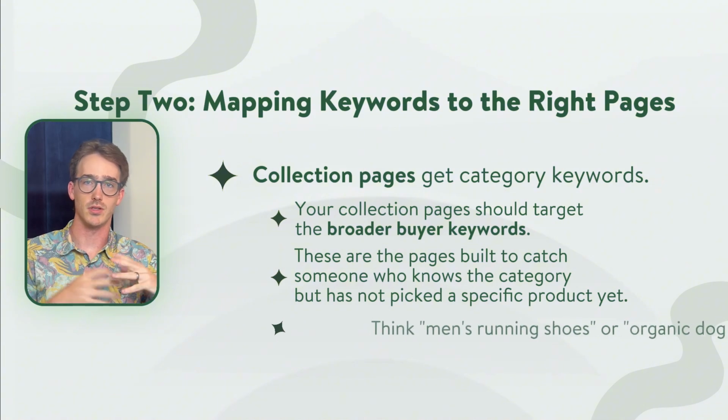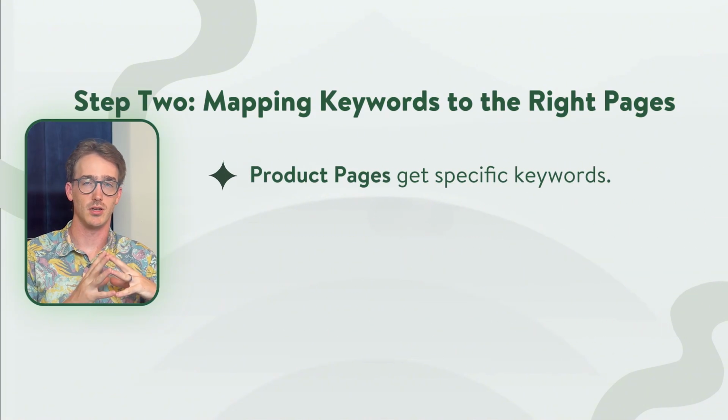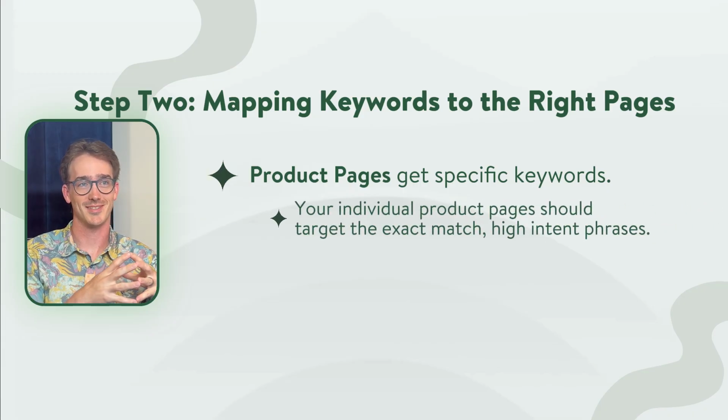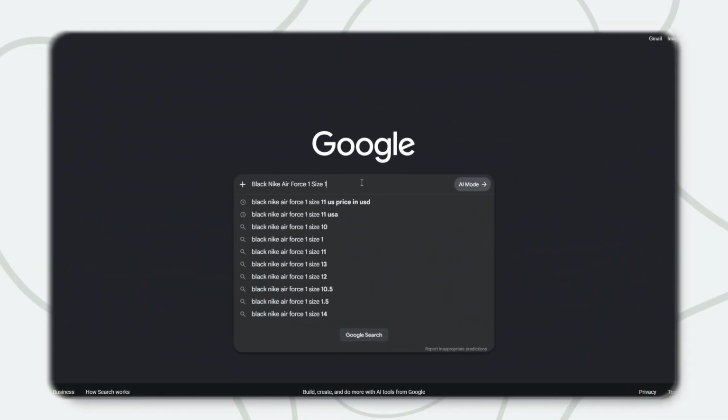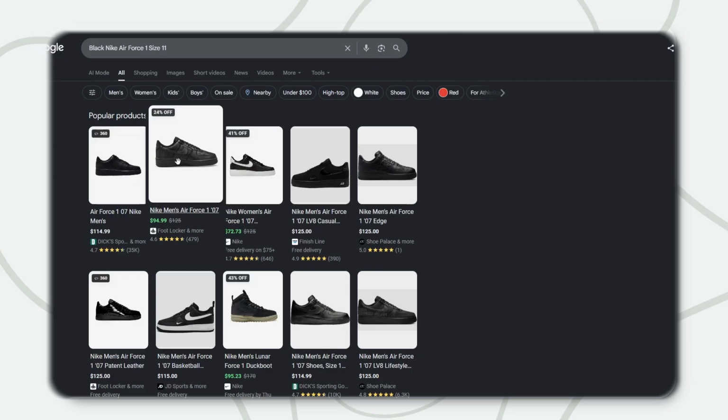But generally speaking, collection pages get category keywords, more broad keywords. Think men's running shoes or organic dog treats, something like that. And then the product pages are going to be more specific keywords. Product pages are more specific things, so they're going to rank for more specific keywords. Someone searching men's running shoes is probably looking for a few different options, and so typically Google ranks collection pages for those types of keywords. And if they're searching for black Nike Air Force One size 11, typically product pages are going to show up of all the different people selling that particular shoe.